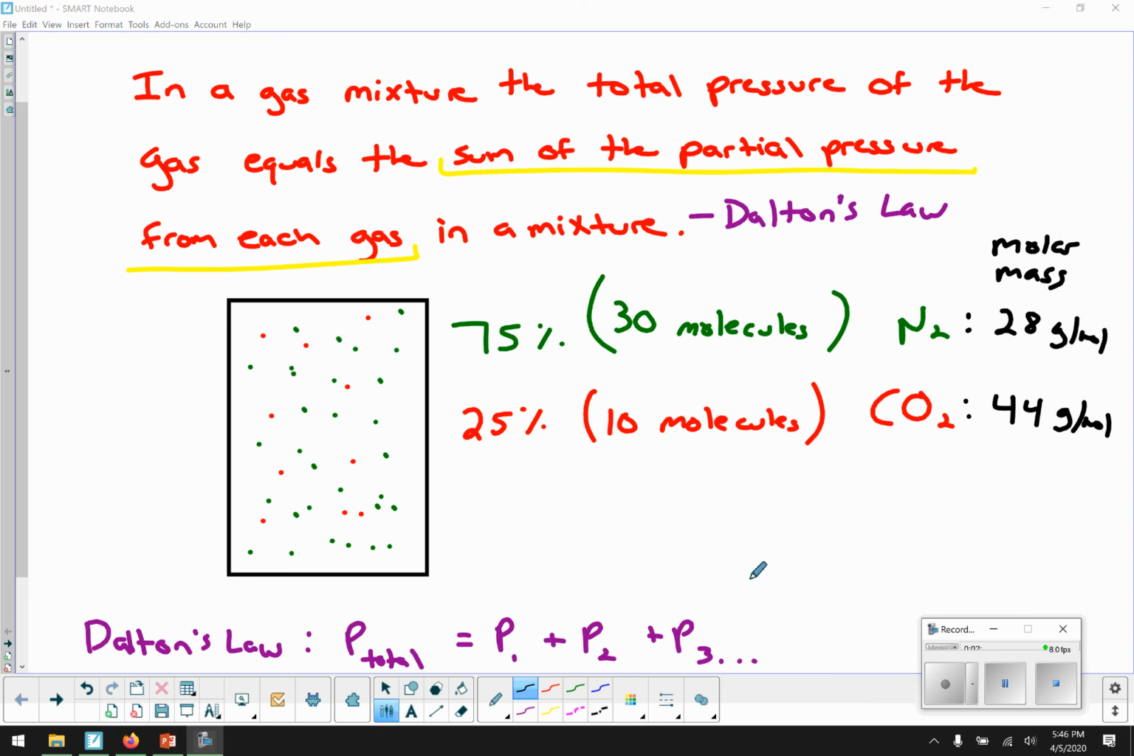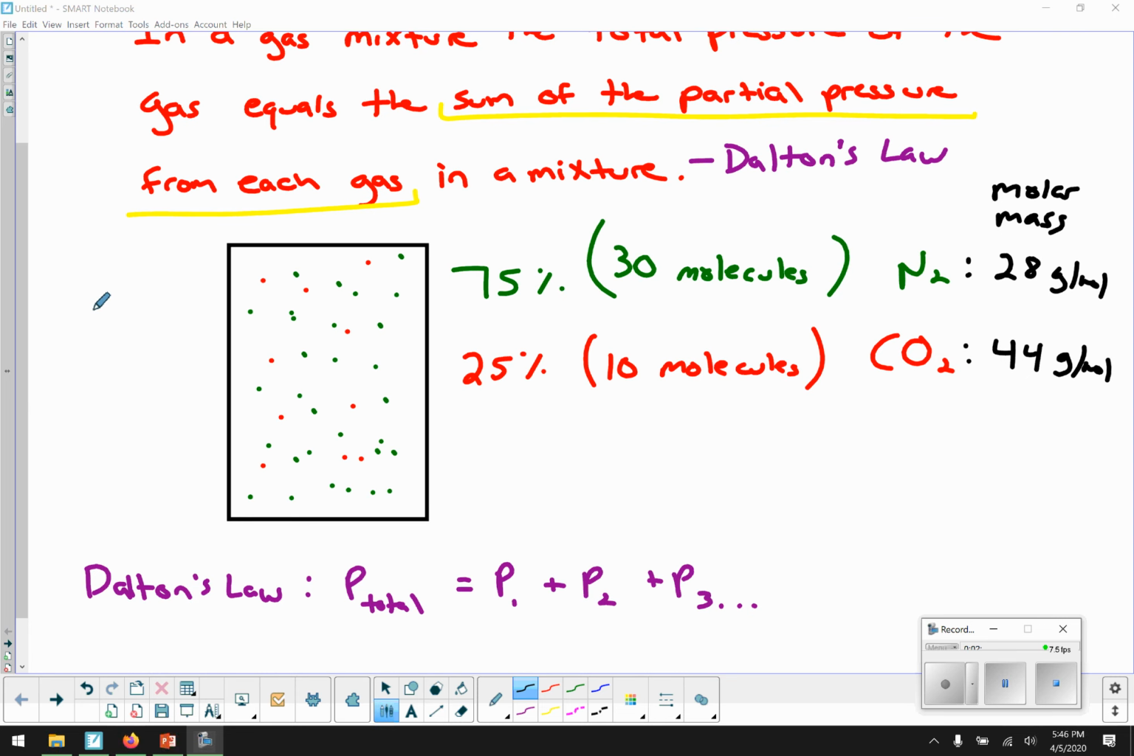So here I've drawn out a diagram of a standard MIG welding gas mixture. It's used to shield the weld from basically oxidation or any non-inert gases when you're welding. So the welding is actually just metal to metal. The gas provides a shield so that the weld can cure properly. And a standard MIG welding shield gas is 75% nitrogen, 25% carbon dioxide. So in this case, I have 75% nitrogen gas, N2, with 30 molecules, and 25%, or 10 molecules, of CO2.